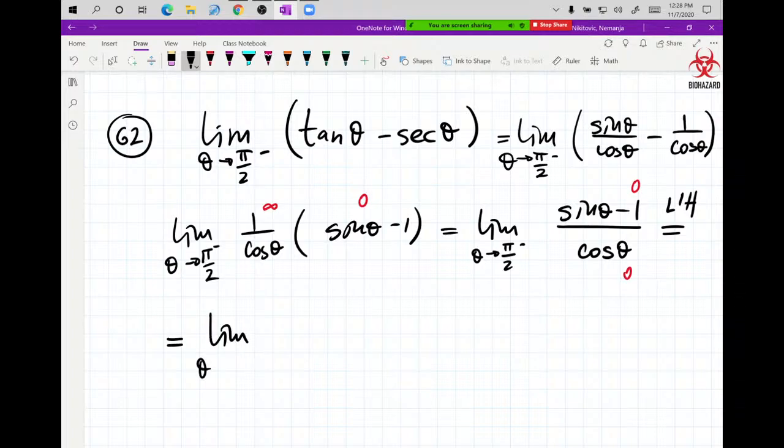That's the limit as theta goes to pi over 2. Derivative of sine is cosine theta, and derivative of cosine is negative sine theta. And now when you plug in pi over 2, you get 0 over 1, which is 0. So the limit over here is 0. And again, if you were to graph this, it better hit the x-axis at pi over 2, or get close to it.